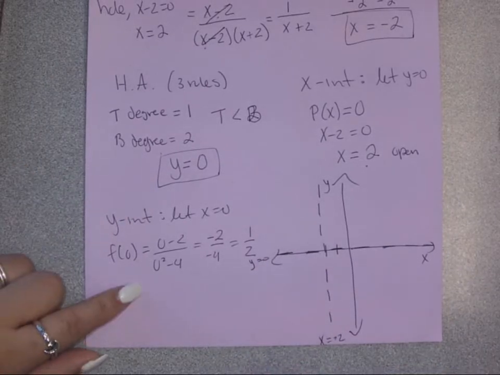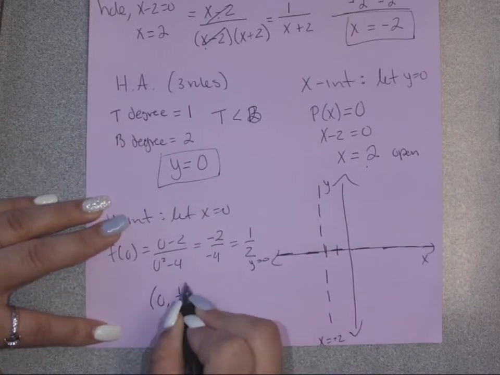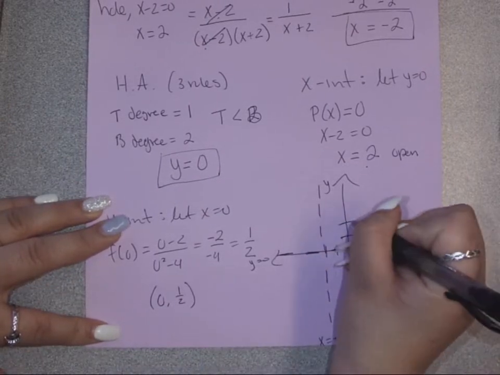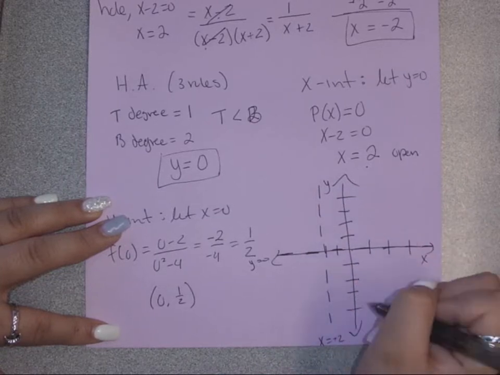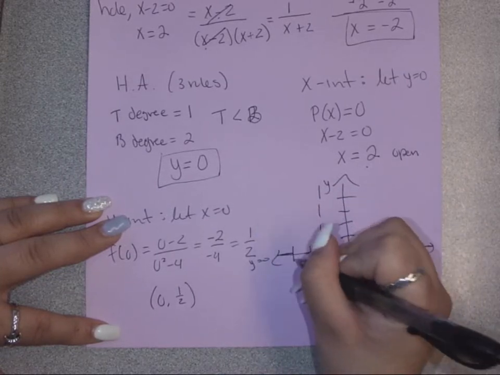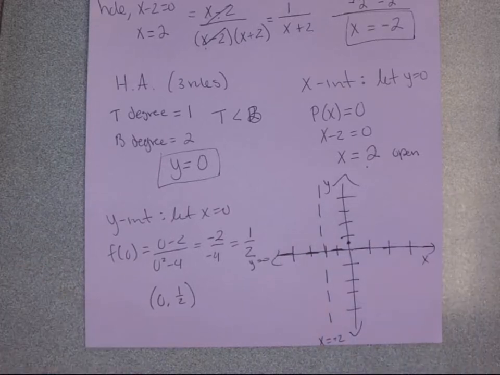And we know we're crossing the y-intercept at the point (0, 1/2). So at (0, 1/2), let me put some points in here. So at (0, 1/2), we're crossing our y-axis.